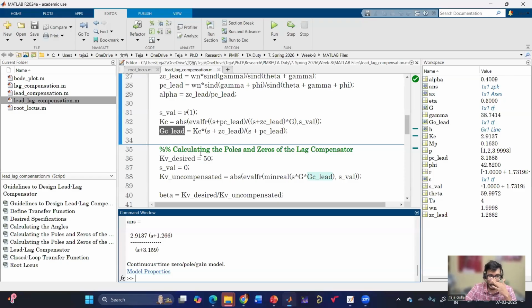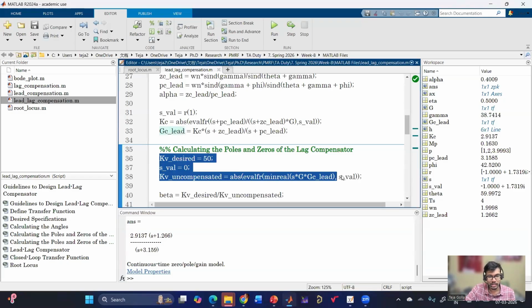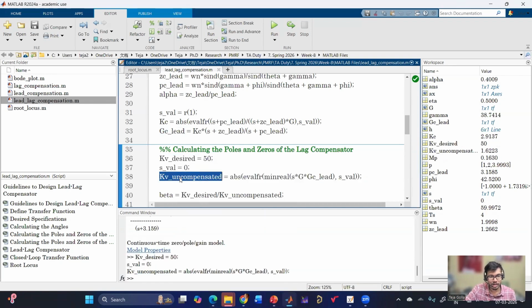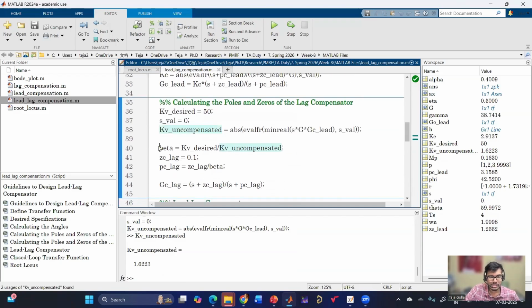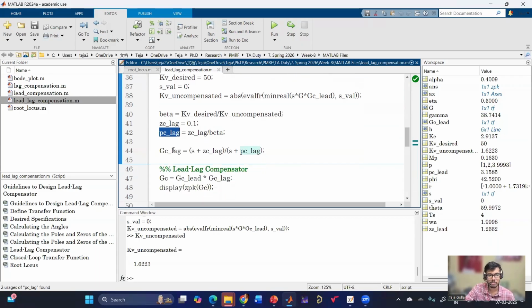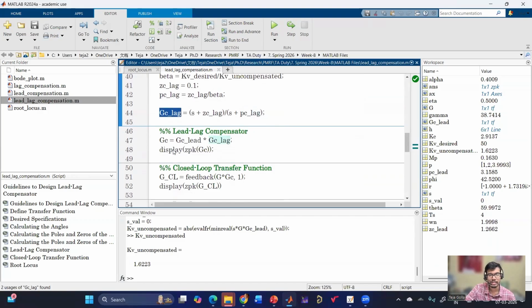Yeah, so KV desired is 50. And then we calculate the uncompensated, with the lead compensator and the plant, whether it is sufficient or not. I have gotten KV uncompensated to be 1.6223, which is not sufficient. So I will be needing the lag compensator. So I have calculated beta, ZC lag, and PC lag. Again, after this, you have to see the angle criteria, which should be less than 50 degrees, but here I have skipped that part. I can get GC lag.